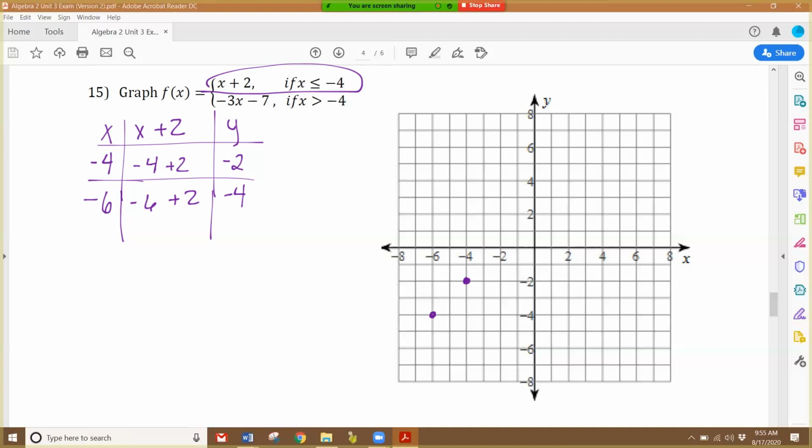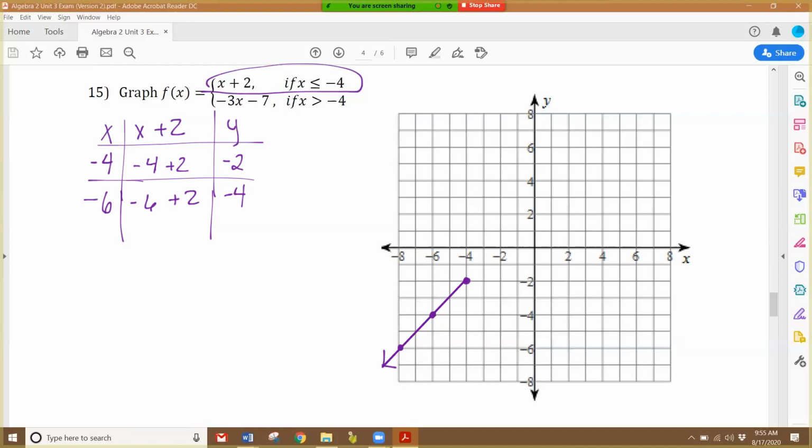I could plug in more numbers to make sure I'm accurate. I could plug in -8. If you plug in -8, -8 plus 2 is -6. It would give you this point here, but you get the gist. So this portion of my graph continues to the left. It does not continue to the right because it stops when it gets to -4. That's part of the piecewise portion. So that's half of my graph. We've taken care of that top part of my piecewise function.